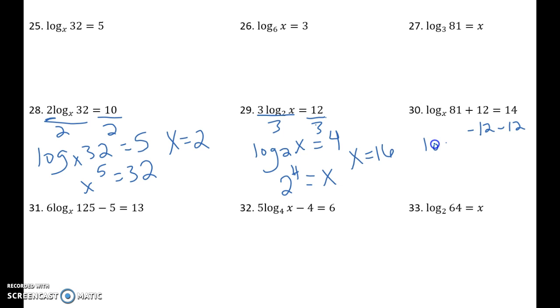All right, 30, I got to get rid of that 12, so I'm going to subtract it. So then I've got log base x of 81 is equal to 14 minus 12 is 2. Last I checked. X to the 2nd power is equal to 81. What number squared equals 81? You can check your half page. X is 9.